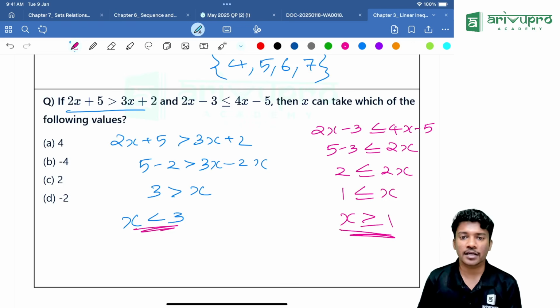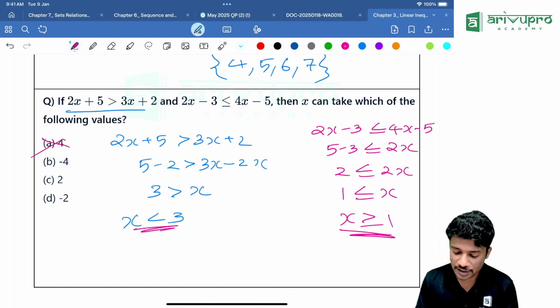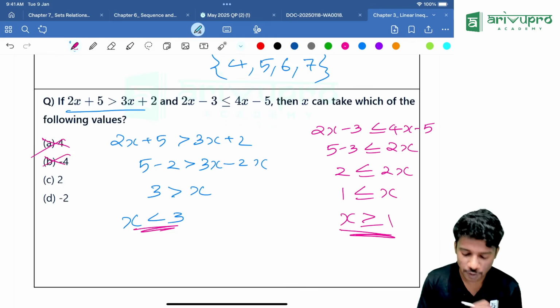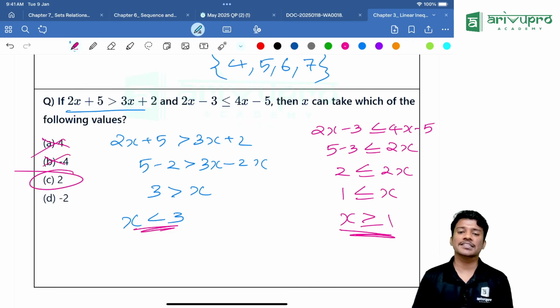Look at option A. Is 4 less than 3? No. That means option A is wrong. Is minus 4 less than 3? Yes. Is minus 4 greater than 1? No. That means option B is wrong. Option C is your answer.